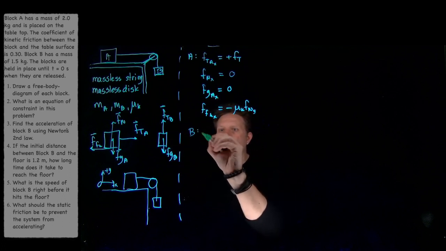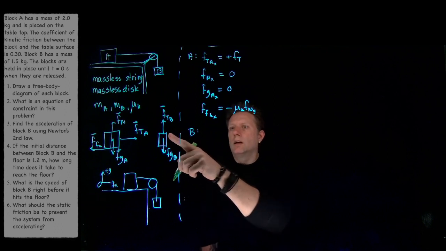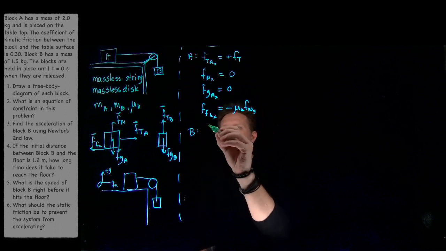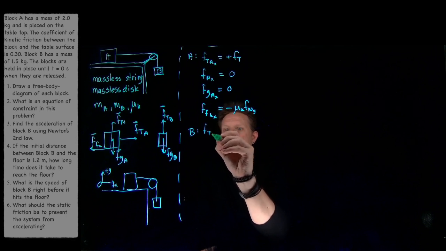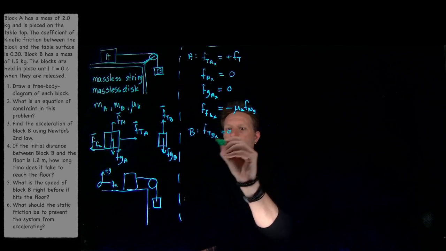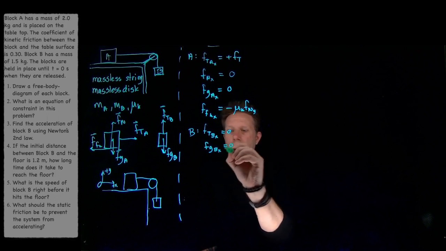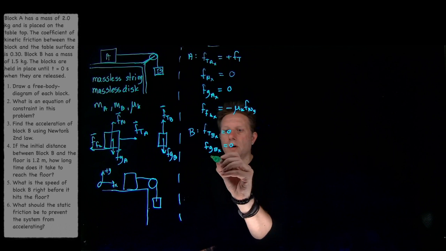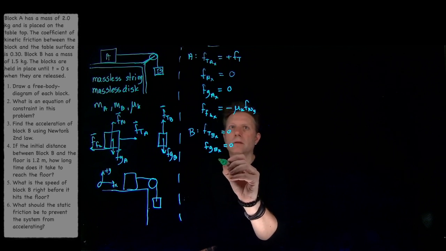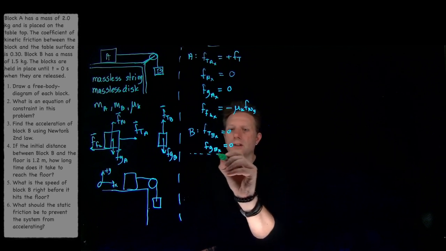Box B, we don't have anything in X, so the force of tension B x is equal to 0. Force of gravity on B in X is also equal to 0. Now, do I have room for Y here? Let's try and see if we can squeeze it in.